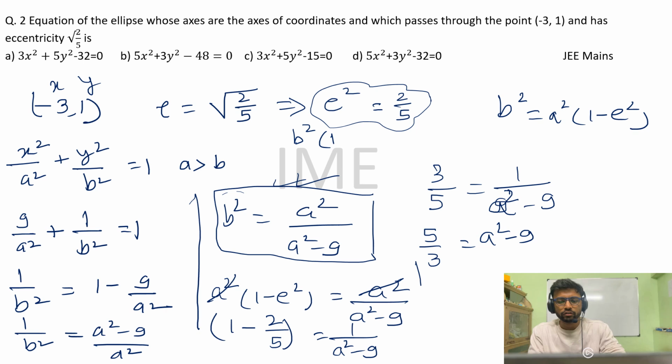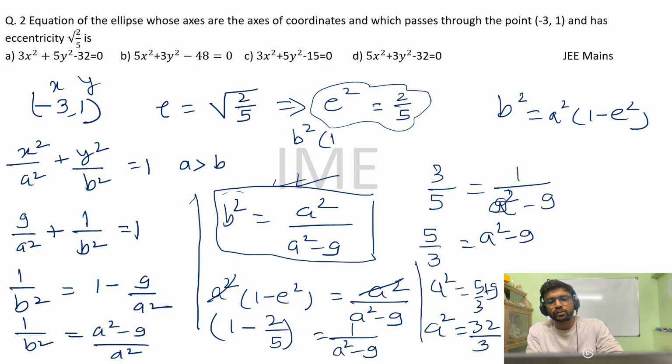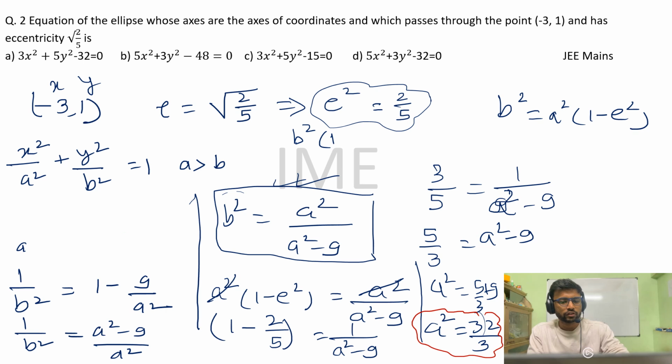So from here what we'll get? We'll get the value of a square is equal to 5 by 3 plus 9. So 9 3s are 27 plus 5, 32 by 3. So the value of a square is 32 by 3. Okay. From this value of a square, we can guess the equation of the ellipse. How? See, let me erase all this stuff. I hope you understood all these things. If not, you can comment.